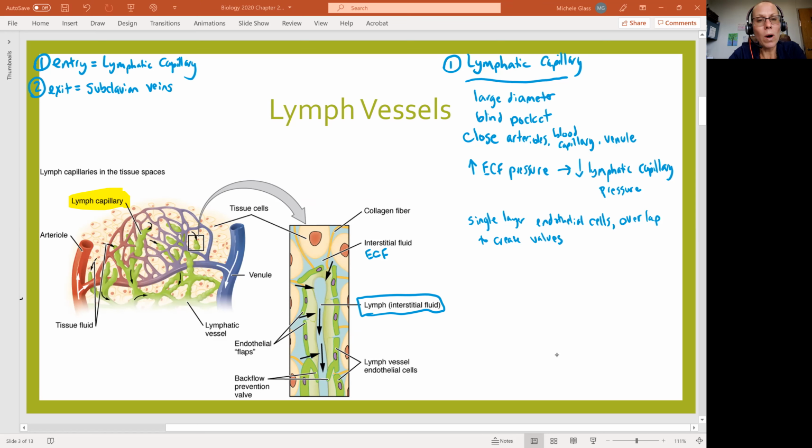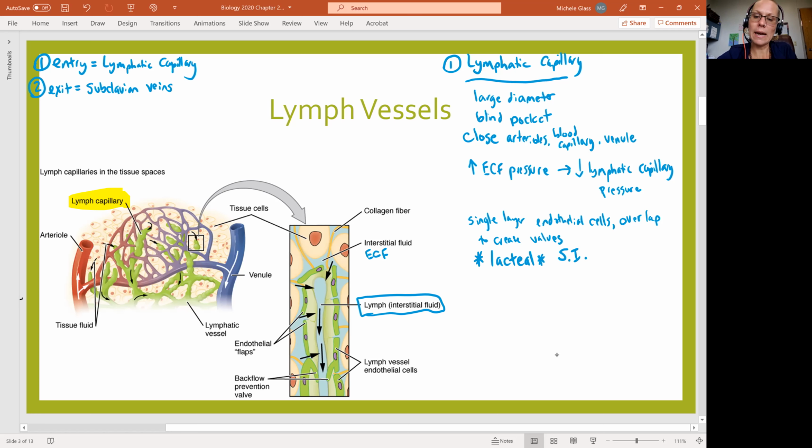So we're getting water, electrolytes, and nutrients that need to be brought back into the circulatory system. We're going to see pathogens potentially can enter here as well. When we are talking about the digestive tract, we'll talk about the lacteal, which is a special lymphatic capillary located in the small intestine and important in the transport of dietary lipids and lipid-soluble vitamins.